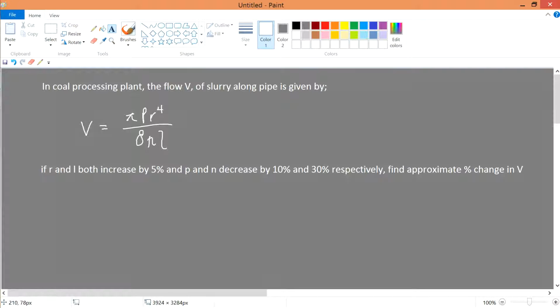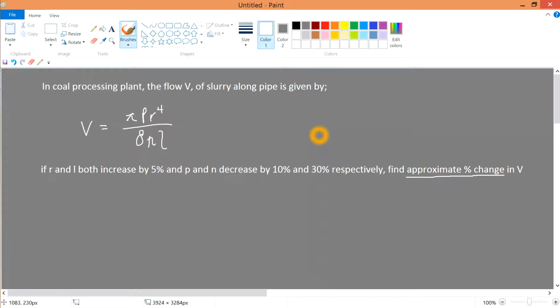In the coal processing plant, the flow V of a slurry along a pipe is given by this equation. If R and L both increase by 5% and P and N decrease by 10% and 30% respectively, find the approximate percentage change in V. So how do you solve this? The keyword over here is: find the approximate percentage change in V.